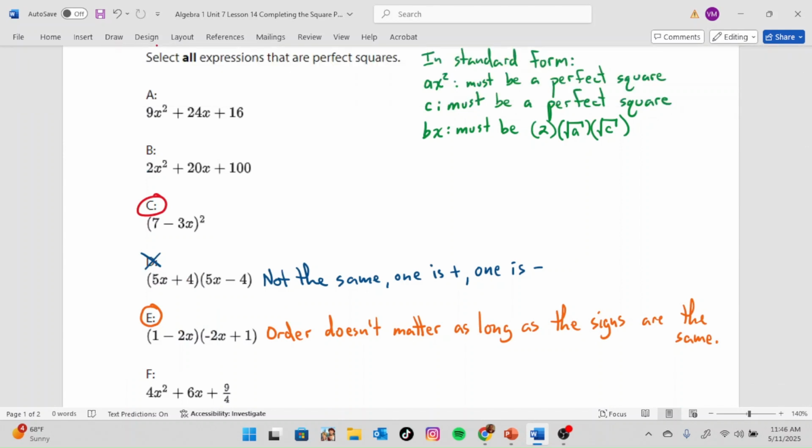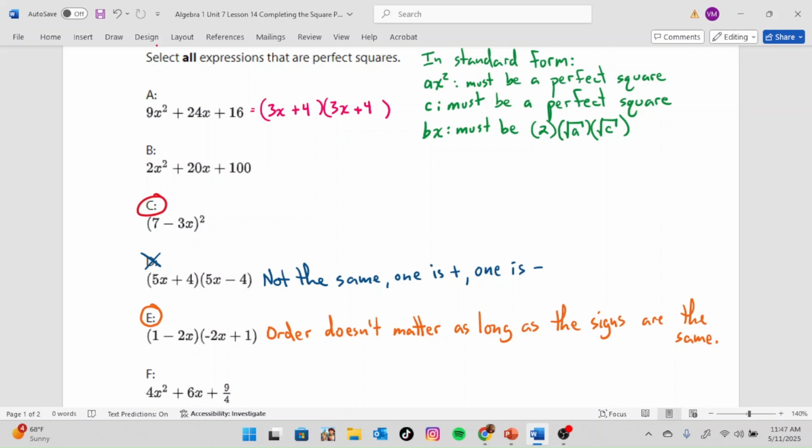So let's check A. 9x squared can be created by multiplying 3x times 3x. So far, we're good. 16 could be created by multiplying 4 by 4 or negative 4 by negative 4. Since my B term is a positive, that would need to be positive 4.